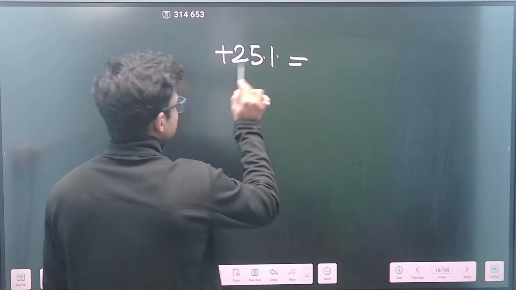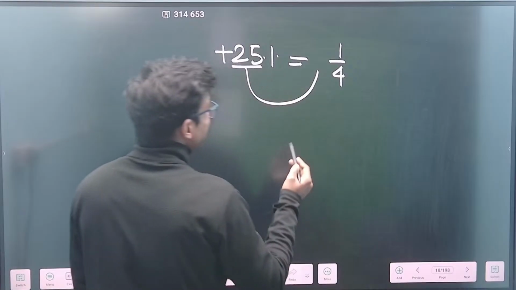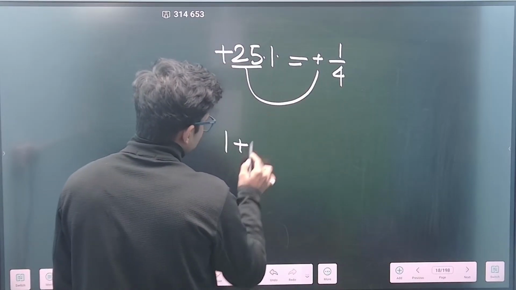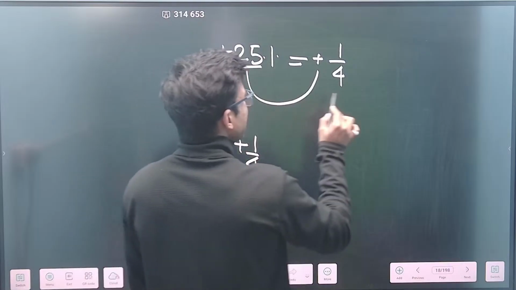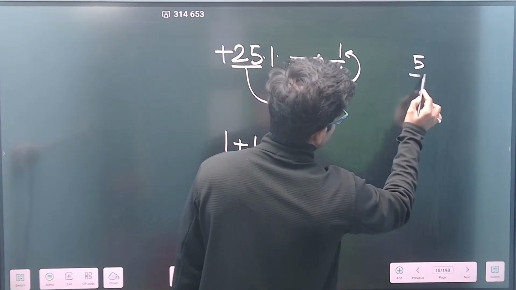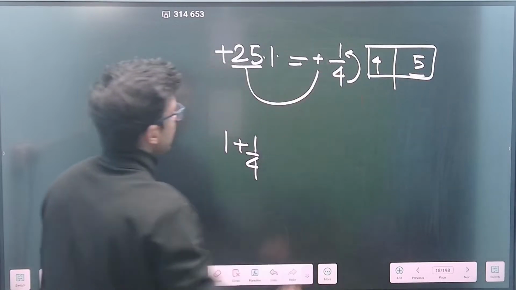Suppose I take another example. If I say there is an increment of 25%, 25% basically means 1 by 4. Where is the increment? The increment would be when you add 1 plus 1 by 4. Or directly you can say the value 4 plus 1, 5. When the value becomes 5, initially it was 4. So this is basically an increment of 25%.